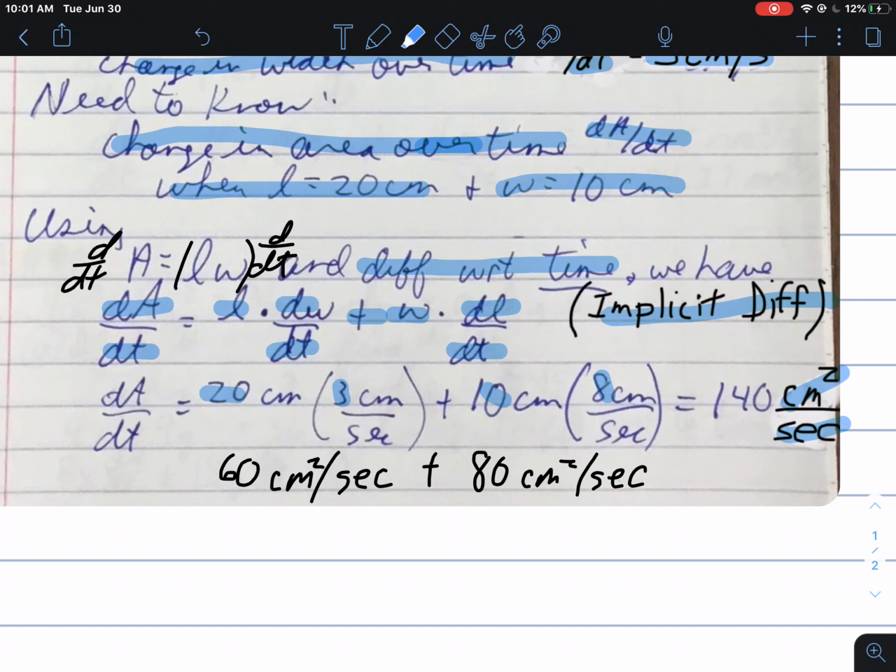All I'm doing is, for the formula that we came up with for dA dt, I plugged in L, dW dt, W, and dL dt. Notice again, L and W each have units of centimeters, and then our two derivatives, dW dt and dL dt, both have units of centimeters per second.